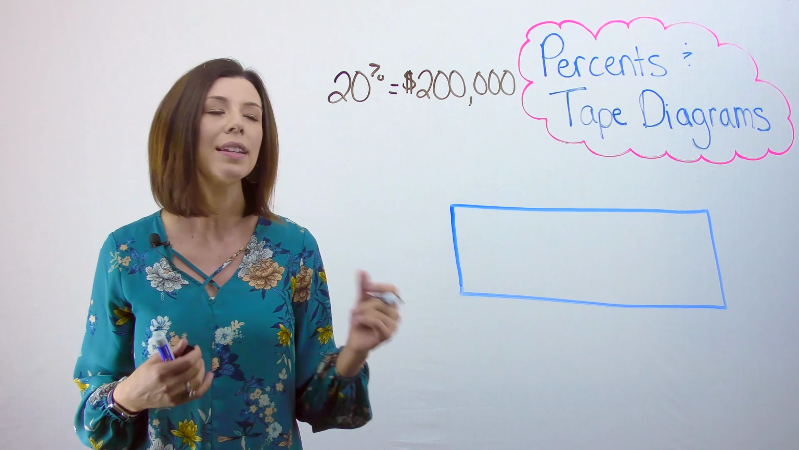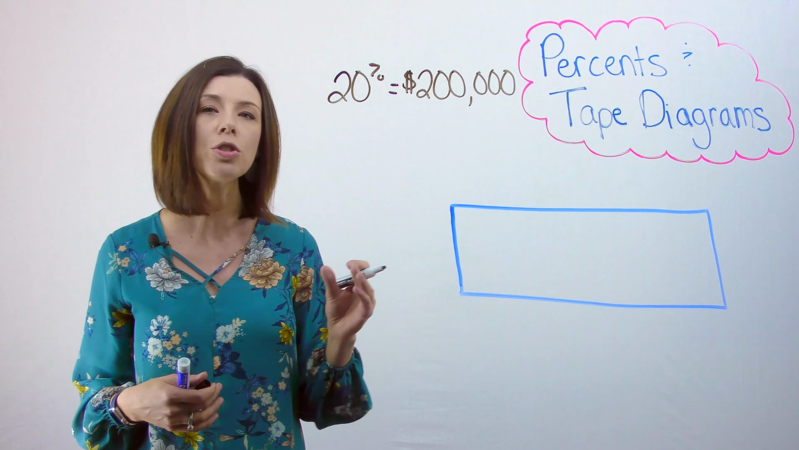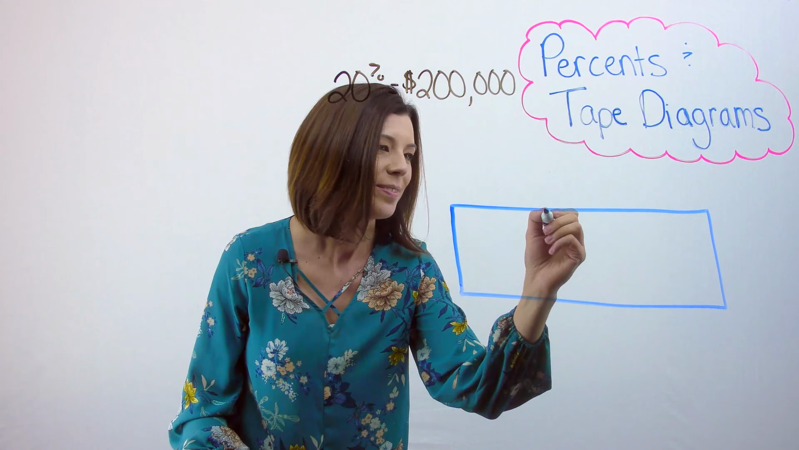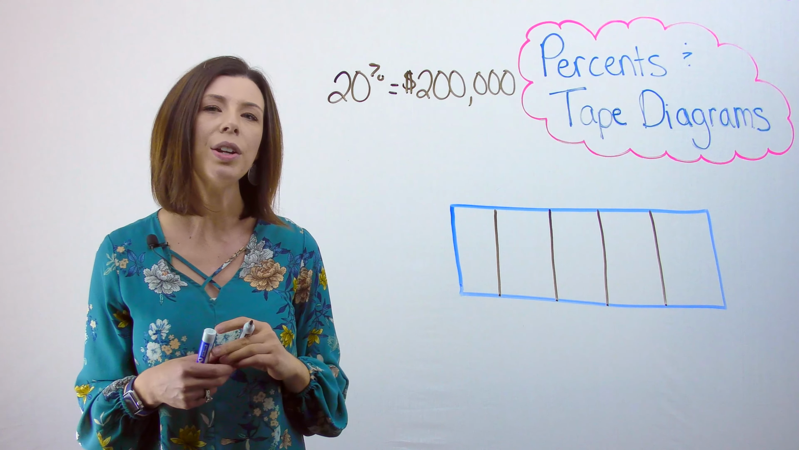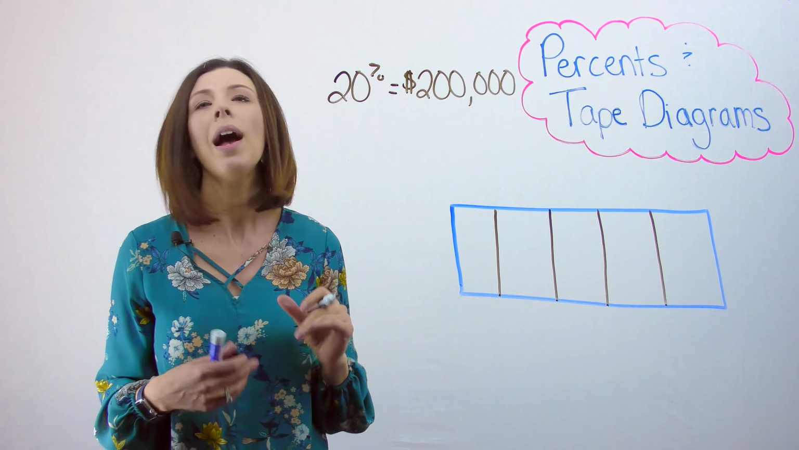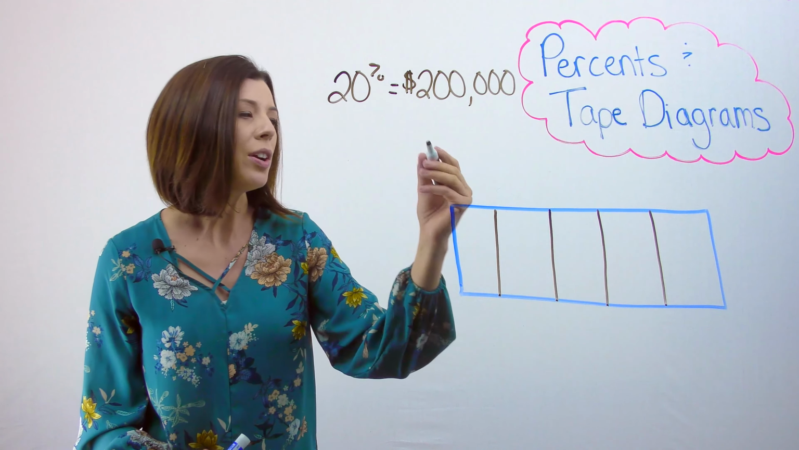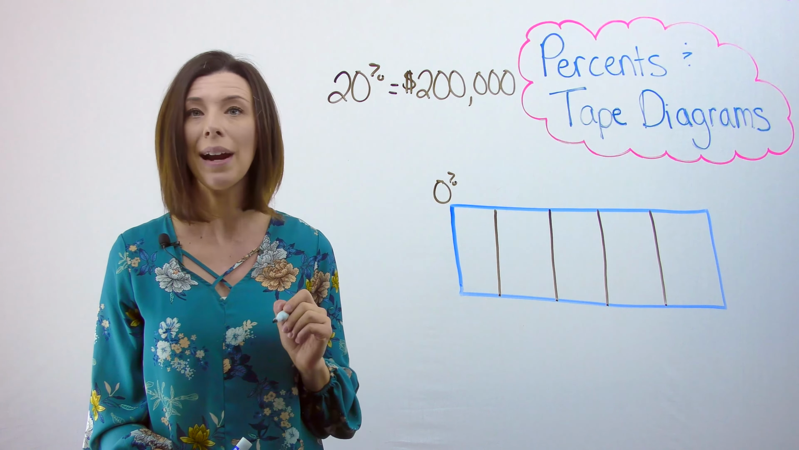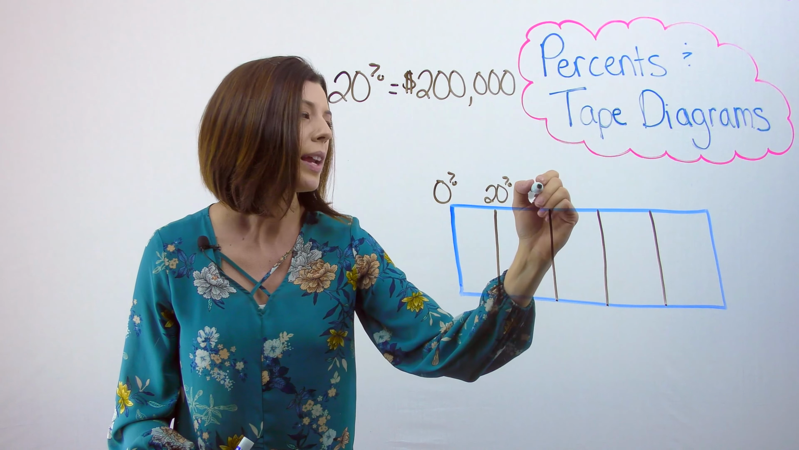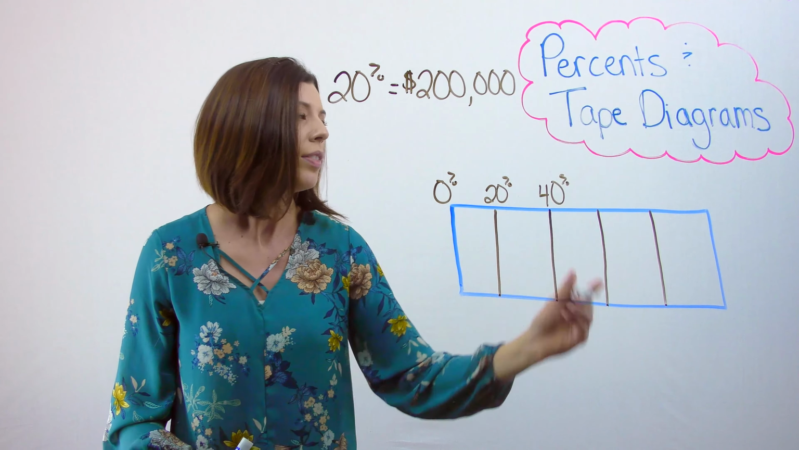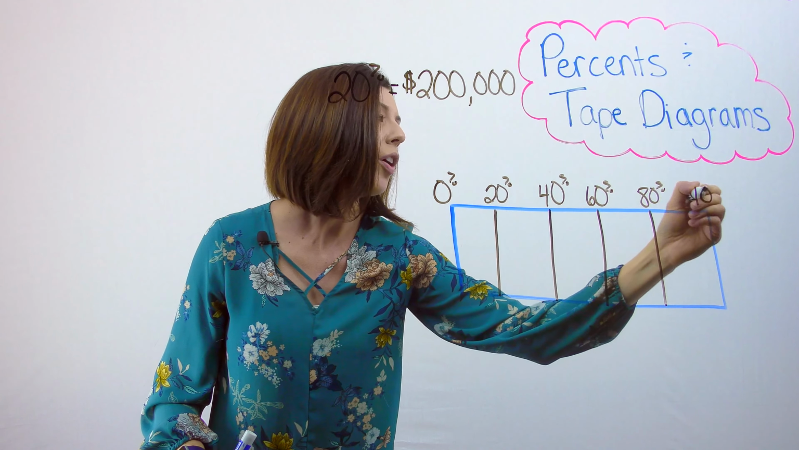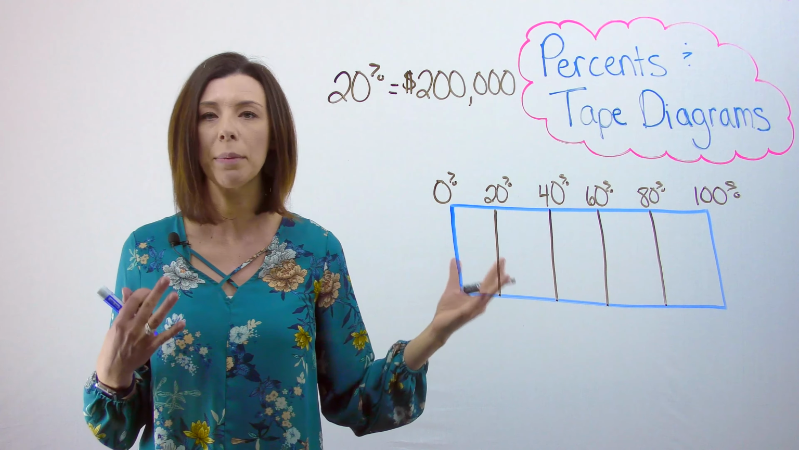I need to represent this with my drawing. So I'm going to visually partition this into 5 equally sized sections. Go ahead and do that. Then what I want you to do is on one side of your diagram, put your percents. So I know I'm going to start with 0%, right? I'm starting at the very edge. Then this mark is going to represent 20%. This mark is going to represent 40%. This one would be 60%, 80%, and the whole is going to represent 100%.